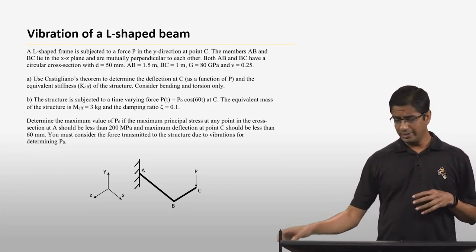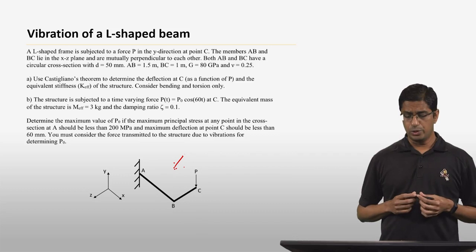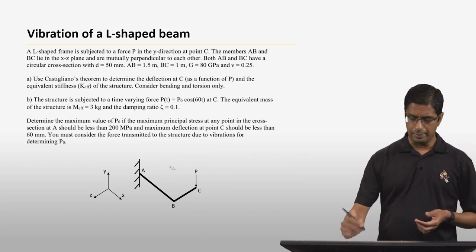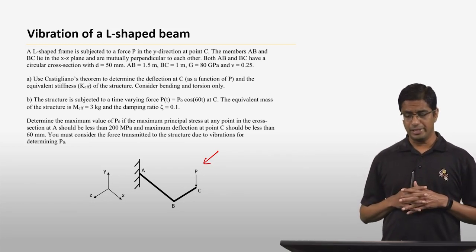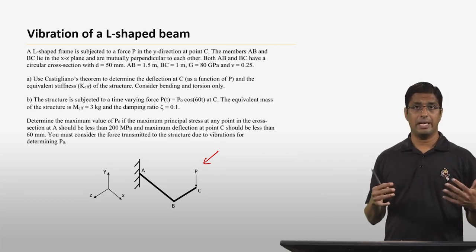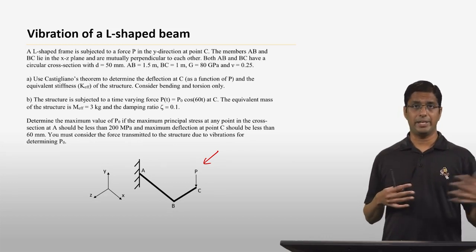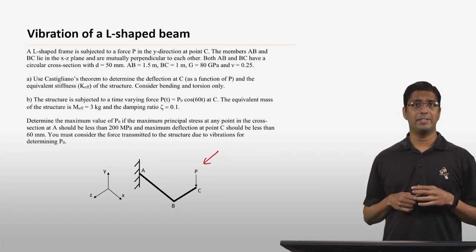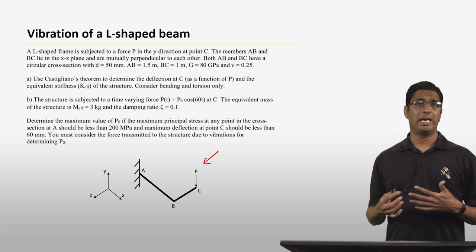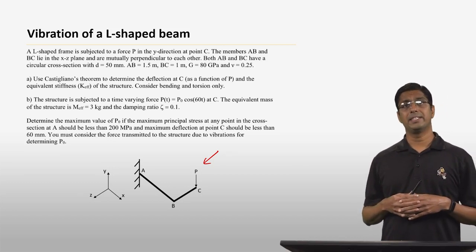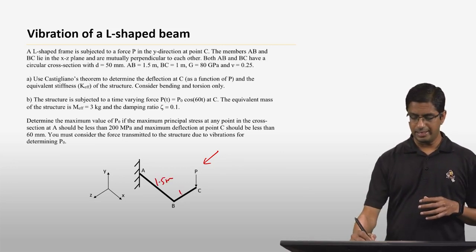In this case, you essentially have an L-shaped beam that is subjected to a force P at the tip. We are given a few things. The members AB and BC lie in the XZ plane and the force P is applied in the Y direction. Both members AB and BC have a circular cross section with a diameter of 50 millimeters, and the length of AB is 1.5 meters and the length of BC is 1 meter.